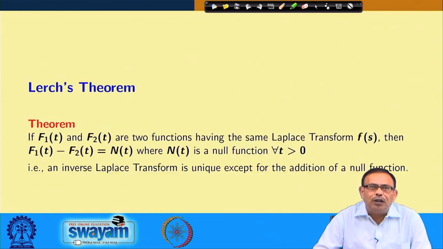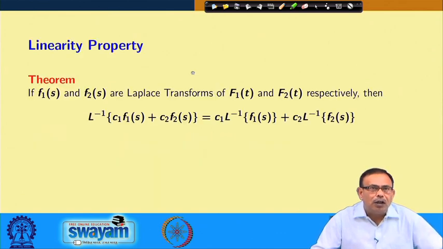And here comes the other form of Lerch's theorem, that is, if f1(t) and f2(t) are two functions having the same Laplace transform F(s), then f1(t) minus f2(t) equals N(t), where N(t) is a null function. That is, an inverse Laplace transform is unique except for addition of a null function. So, if the function is not a null function, always the inverse Laplace transform will be unique. And so, let us go to some properties.